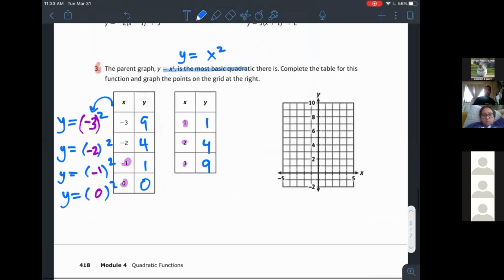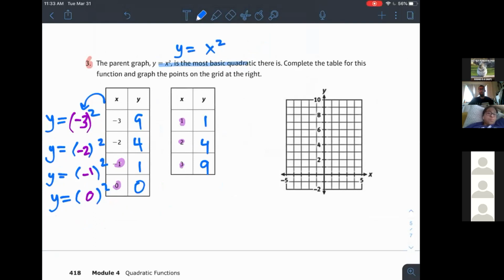Does anyone have any questions as to how I filled out this problem number 3 on page 417? I see the remote learning schedule. I will put that up in 1 second. Cool. So we all good with how I got these answers?